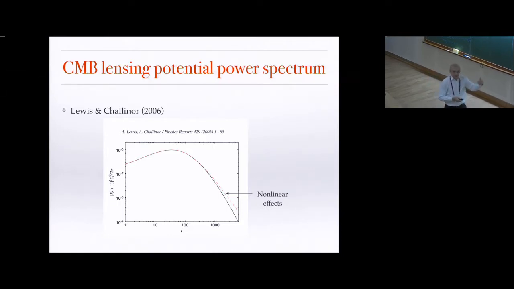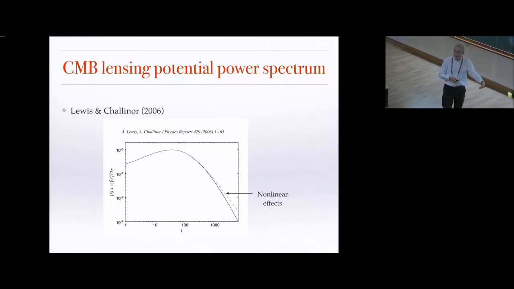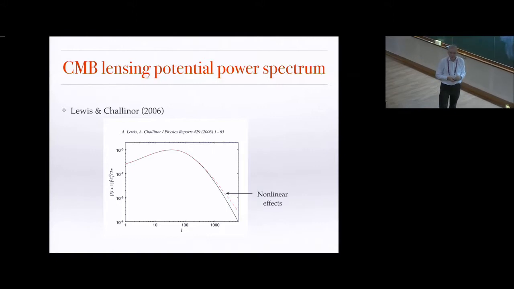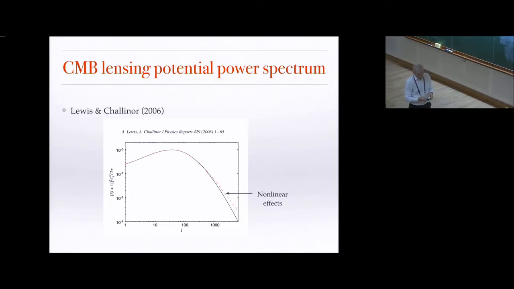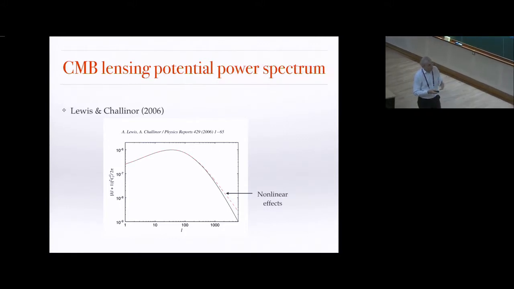The disadvantage is that you only have one source surface. For galaxy lensing, for Euclid and LSST, we will probably have something like 10 tomographic bins with depth information as well. So for the CMB, you only have one, so you don't probe the depth so much, and you also have less data, fewer data.